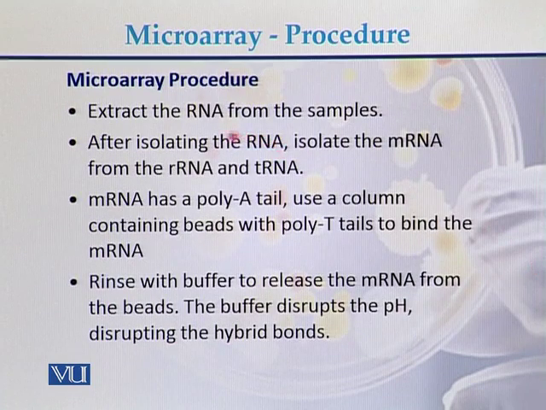Once the samples are collected, RNA is purified from the samples. Once RNA is purified, messenger RNA is separated from ribosomal RNA and transfer RNA. Because messenger RNA has a poly A tail, with the help of a column it can be separated from the other RNAs. Once it is separated, rinse with buffer to release the messenger RNA. Then the messenger RNA is released from the column, and now it is ready to perform the microarray.